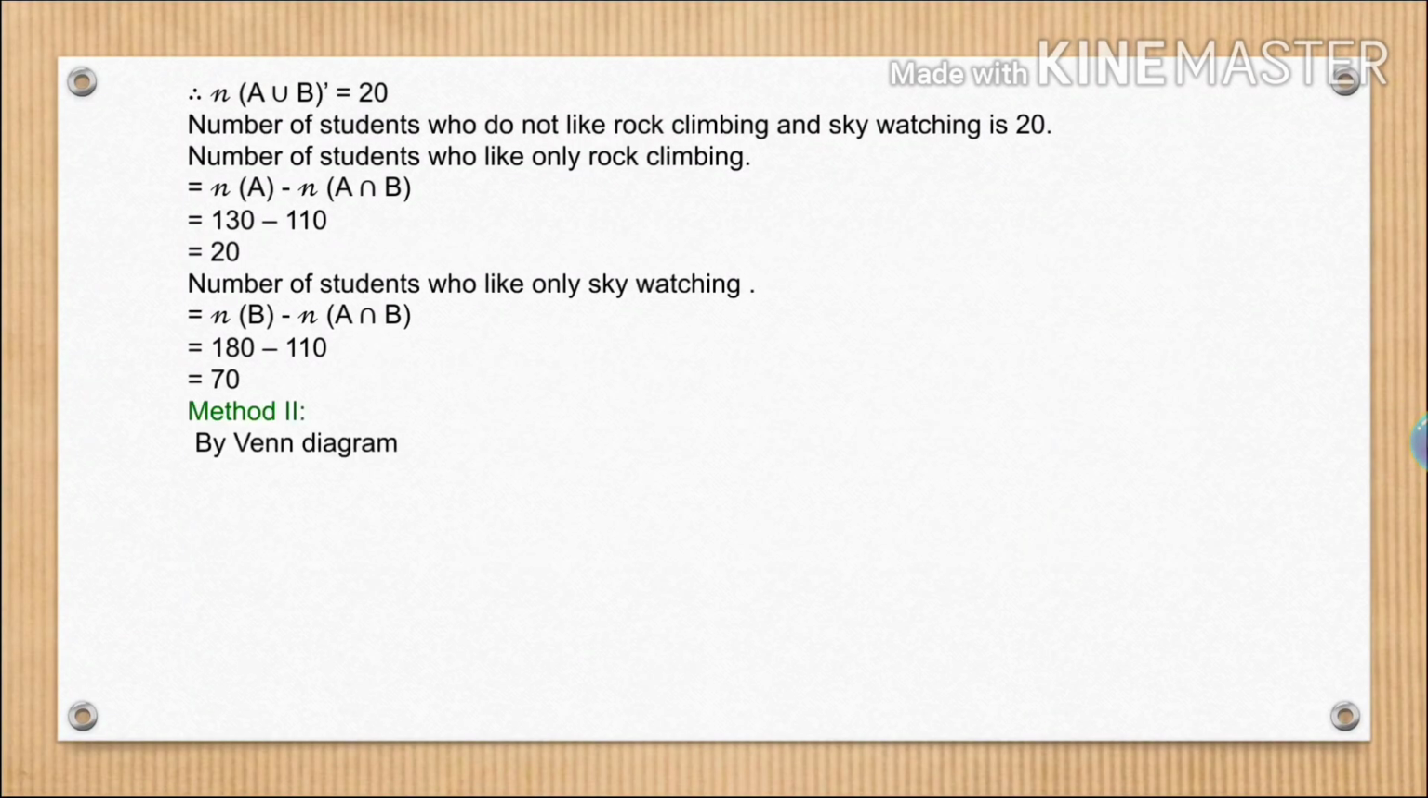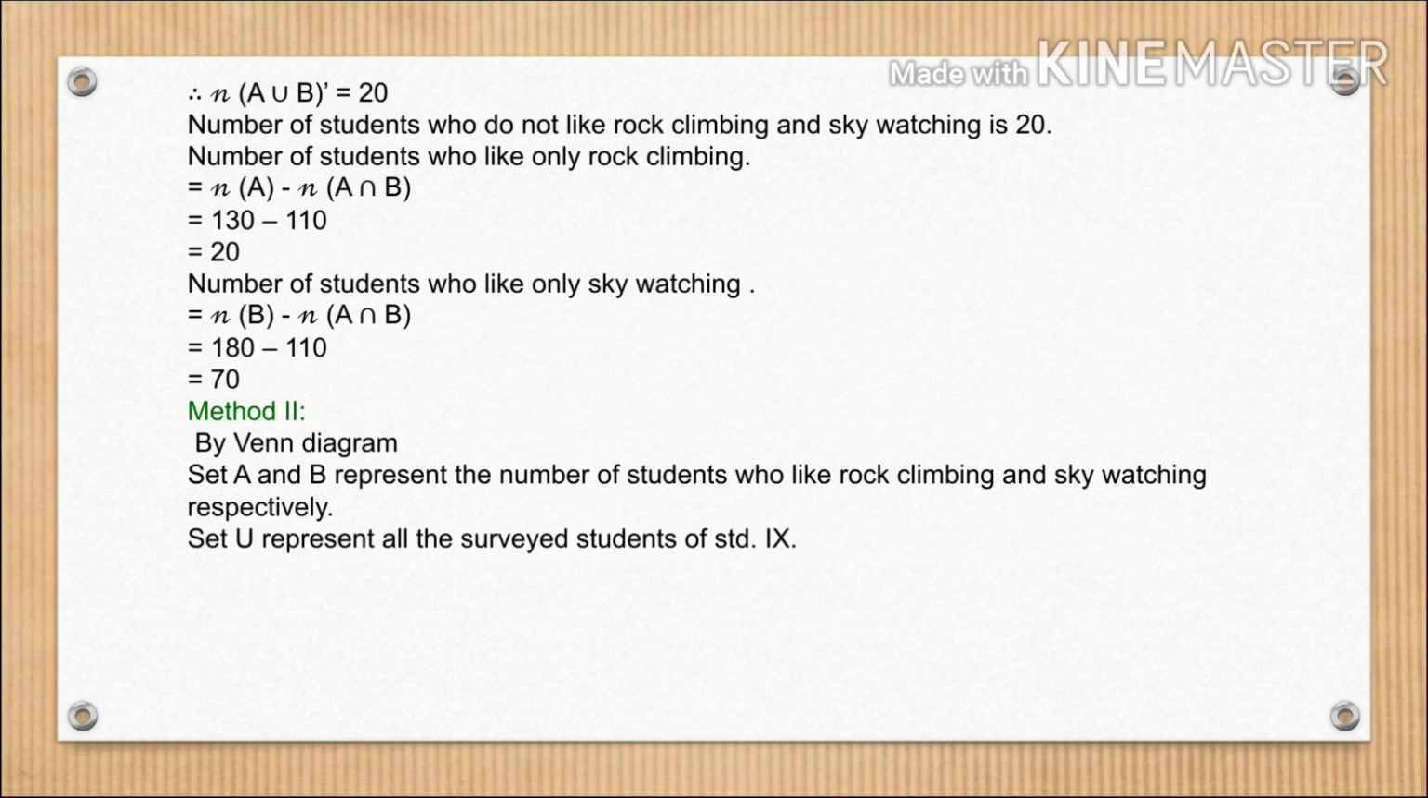Method 2, by Venn diagram. Sets A and B represent the number of students who like rock climbing and sky watching respectively. Set U represents all the surveyed students of class 9. Then the number of students who like rock climbing, they are 130 students minus the students who like both rock climbing and sky watching, that is equal to 20.